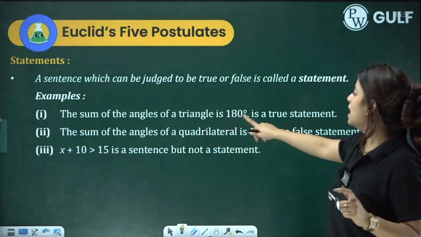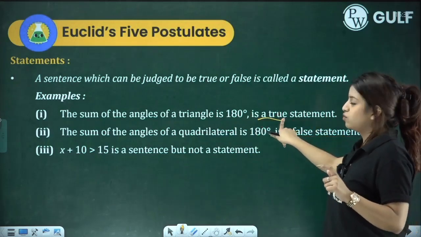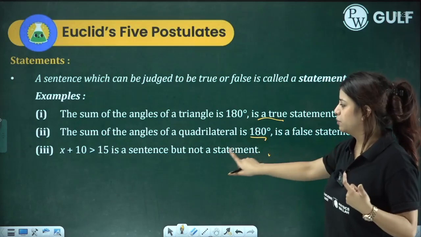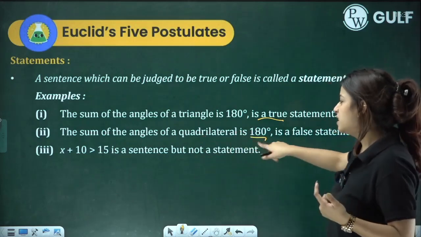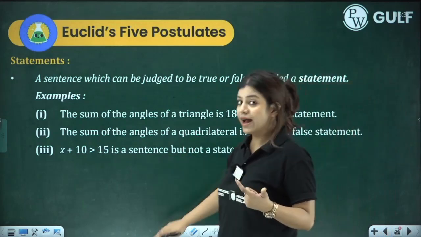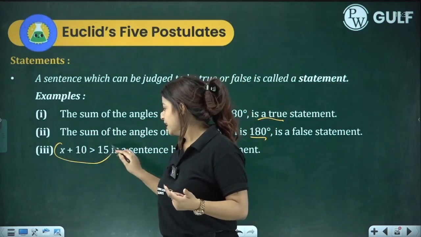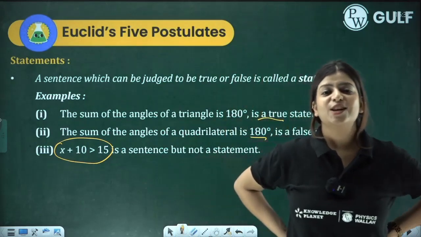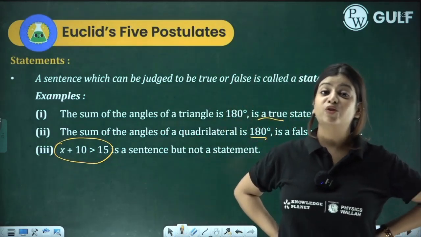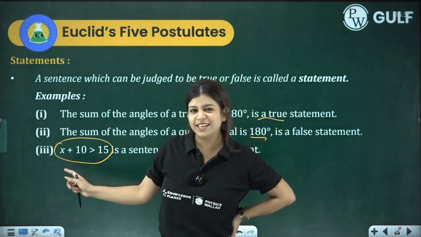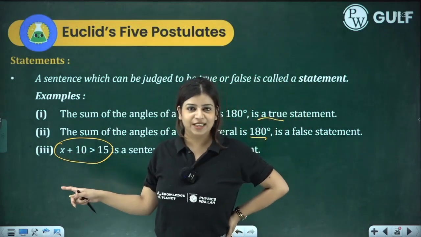The sum of all angles of a triangle is 180 degrees, a true statement. The sum of all angles of a quadrilateral is 180, false statement. X plus 10 is greater than 15 is a sentence but not a statement, right? Why? See, this is a sentence and not a statement. Why? Because we cannot judge it. Because it can be true also, it can be false also. Because if x is 0, so 10 will not be greater than 15.